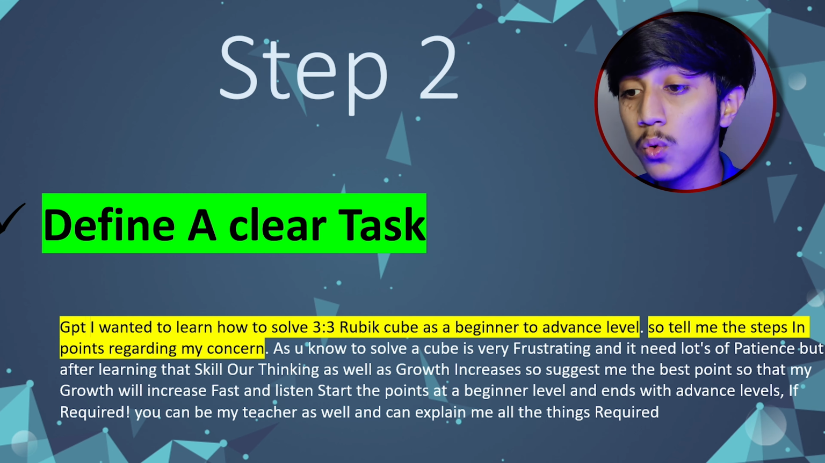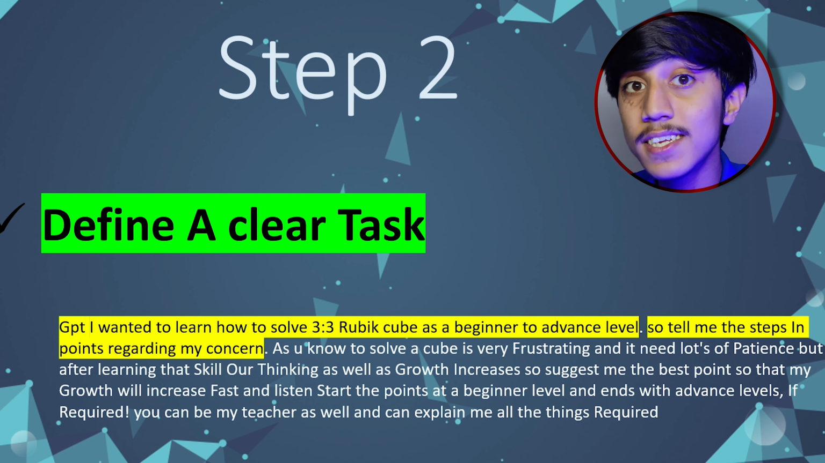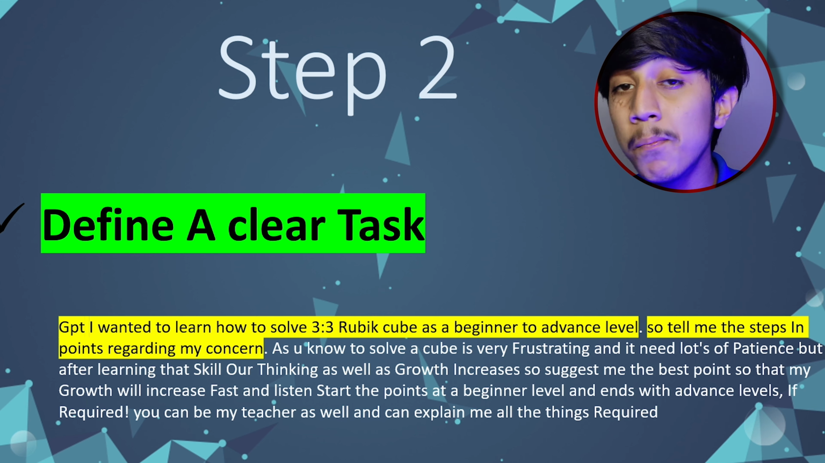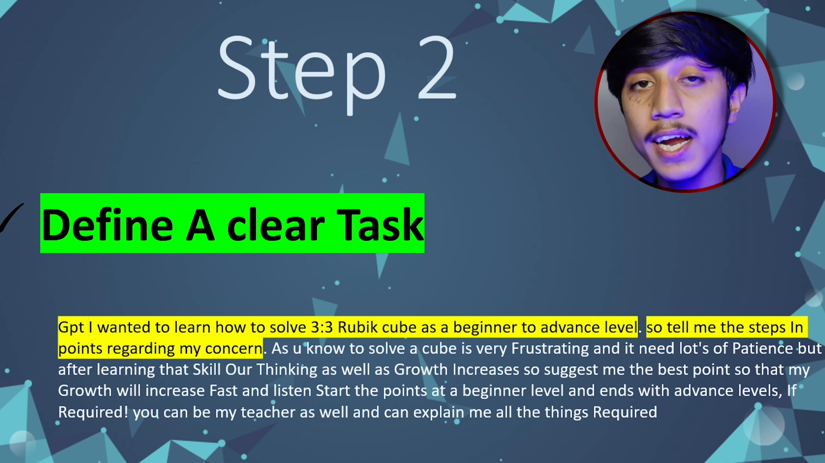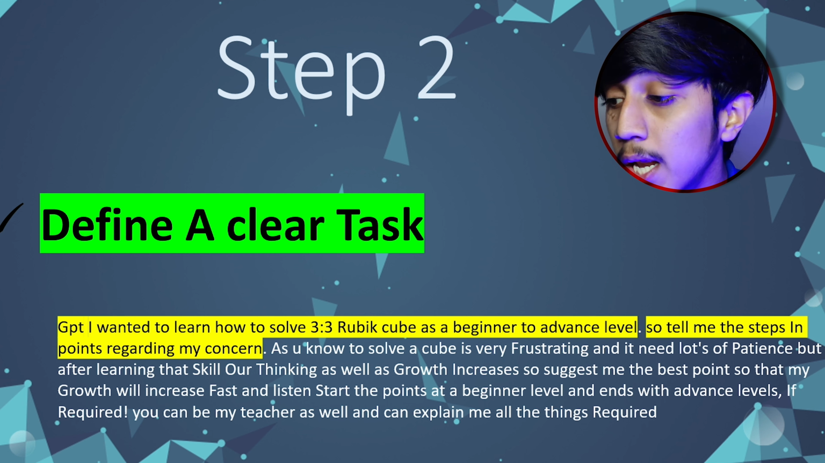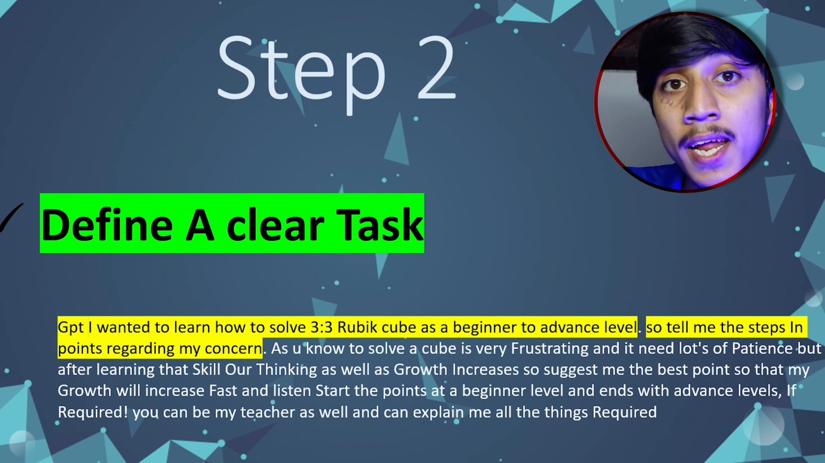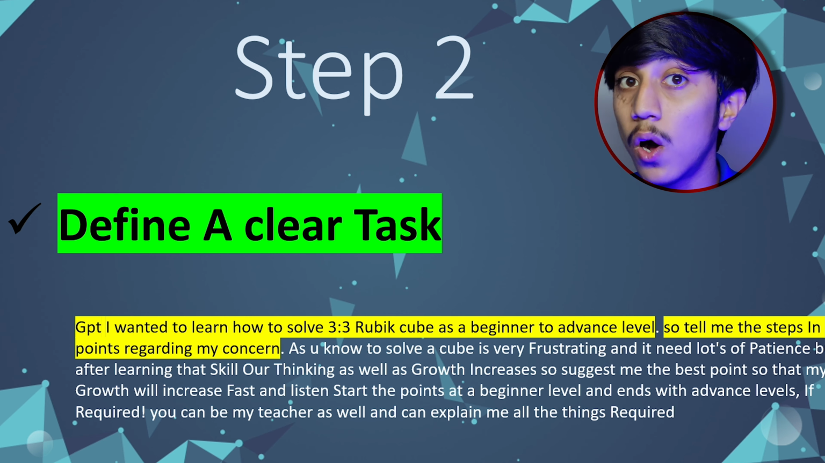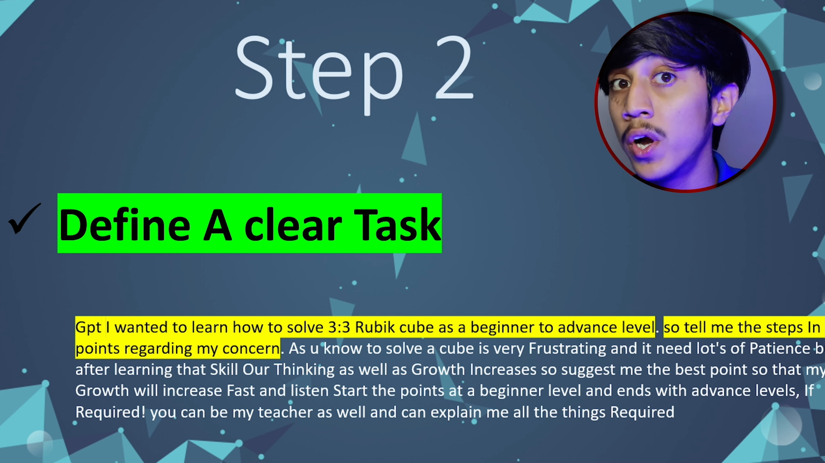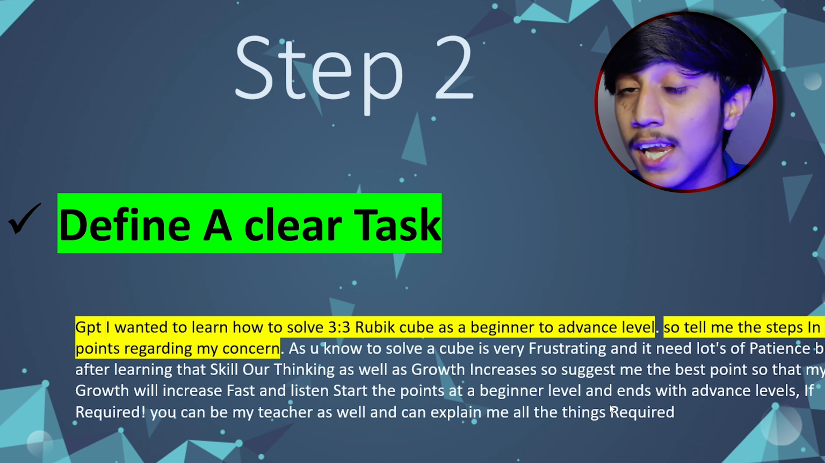So moving to step 2, define a clear task. We have discussed context, and the second is the clear task, and it is very important to write a prompt with a clear task. In this prompt, the clear task is: tell me the steps in points regarding my concern. It knows my concern because I had already mentioned before that I want to know about the 3x3 Rubik's cube. And I have mentioned to tell me in points, so it will give me the answer exactly in points. So this is my clear task.